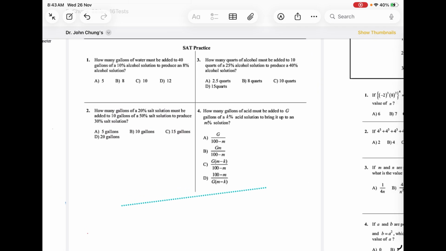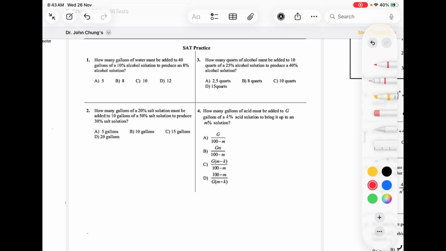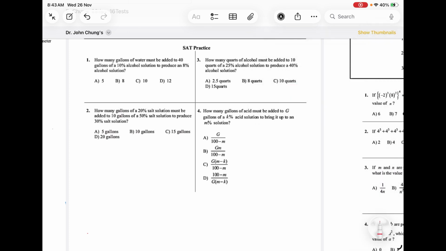How many gallons of water must be added to 40 gallons of 10% alcohol solution to produce 8% alcohol solution? See, how many gallons of water? Let us suppose you get X gallons of water. So X gallons of water, we have 0% alcohol in it, plus 40 gallons of water, we have 10% alcohol in it, is equal to 8% of the resultant, X plus 40, right?